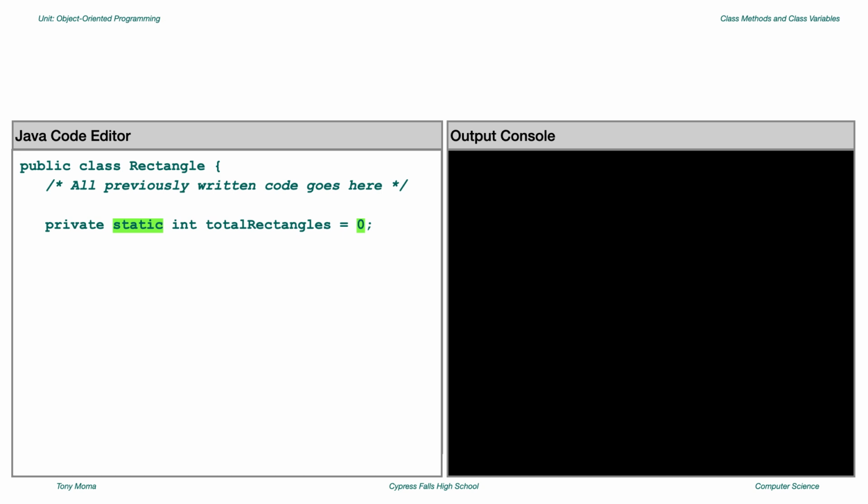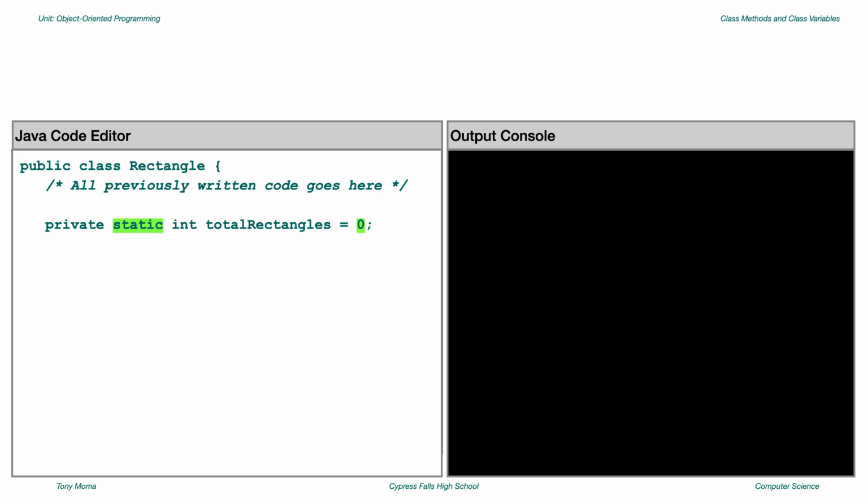With instance variables, we don't need to give it an initial value because those variables get their initial values when the objects get created. However, since static variables don't belong to any specific object, it's good to initialize them right when you're declaring them inside the class. Now, notice that the name I gave this variable is totalRectangles. That's because the purpose of this variable will be to keep track of the number of rectangle objects that have been created in my program.